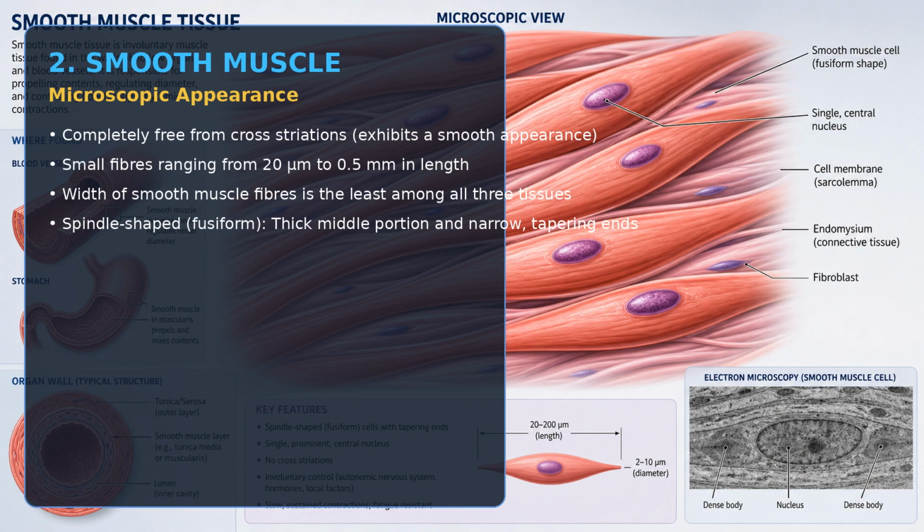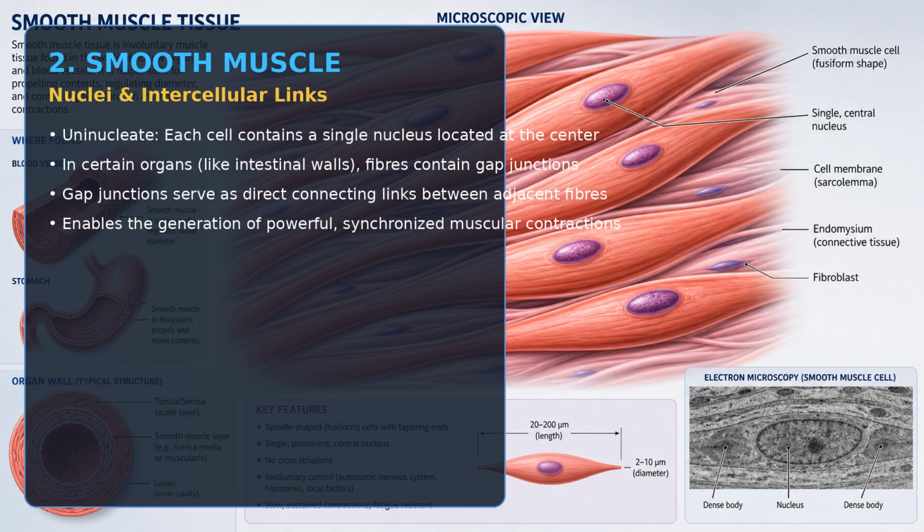Each individual fiber is small, ranging from 20 micrometers to half a millimeter in length, and is spindle-shaped, or fusiform, featuring a thick middle portion that tapers into narrow ends. They are uninucleate, with a single prominent nucleus situated right in the center of the cell.